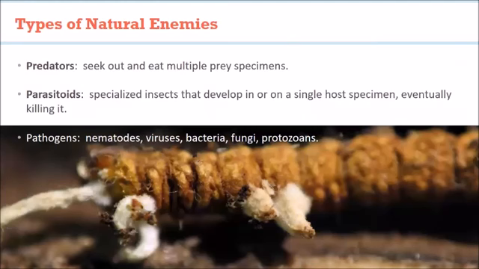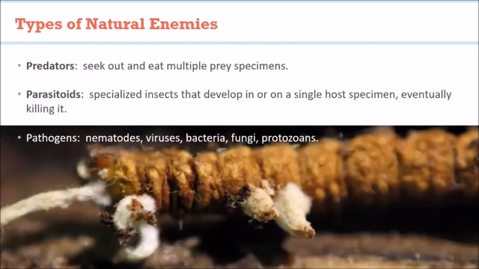So types of natural enemies in terms of insects or even fungi, there's predators. Those are insects that need to feed on their prey, and they may feed on multiple varieties of prey. And then there's parasitoids that require a host insect to complete their life cycle.